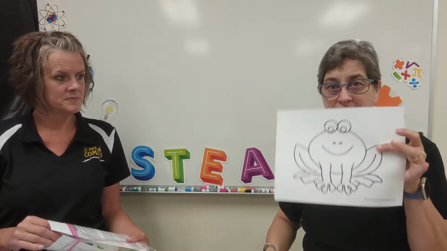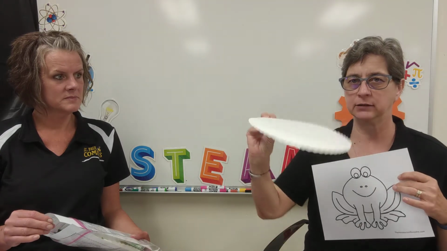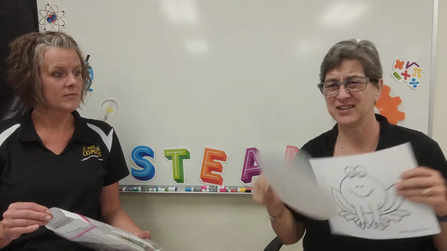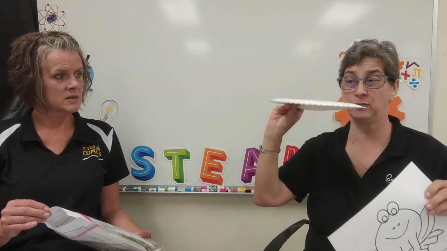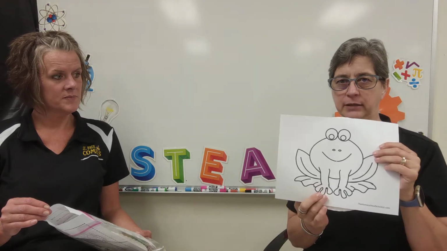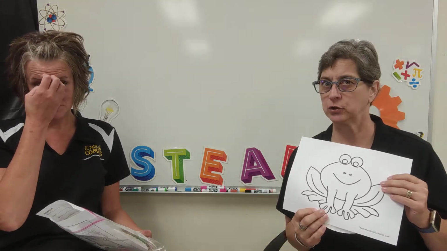Once you're done with that and it's cut out, take your paper plate, bottom side up. Not the part you'd eat on, the other part. I guess you could do it either way. It doesn't matter. I did it with the bottom up. Glue your frog onto your plate. Now, I've already done that. Let me show you.